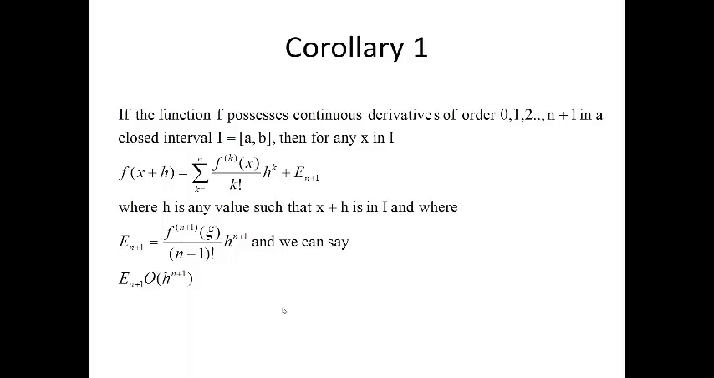There are other forms that can be derived from Taylor series for f of x by changing the variables a bit. Here we can change x to x plus h and c to x. In particular, this corollary is known as Taylor's theorem for f of x plus h. The error term here depends on h in two ways. First, h raised to the n plus 1 is explicitly present, and xi generally depends on h. As h converges to 0, e sub n plus 1 converges to 0 as rapidly as h raised to the n plus 1 converges to 0.